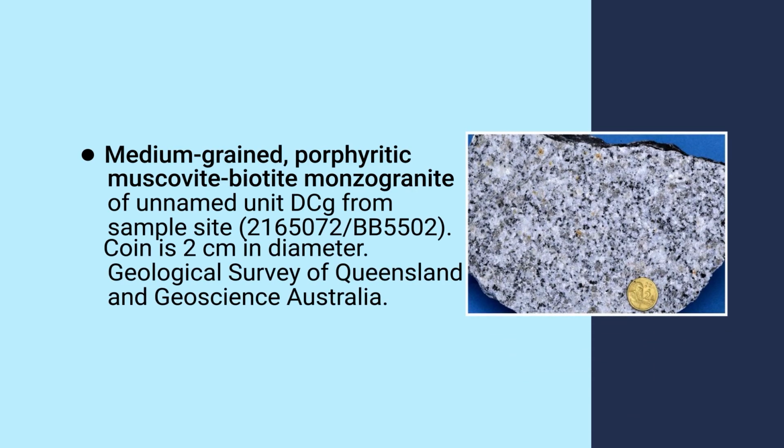This is one example of monzogranite. This is a medium grain porphyritic muscovite biotite monzogranite, where you can see these are the phenocrysts of feldspar in a ground mass consisting of quartz, muscovite and biotite. Here you can see that a coin has been placed, and this is usually done in geological fields as a mark of scale.